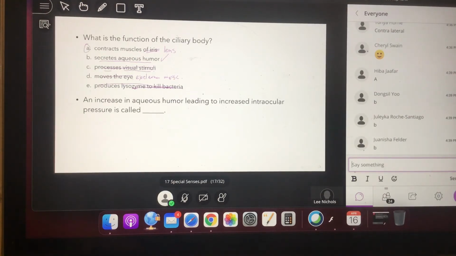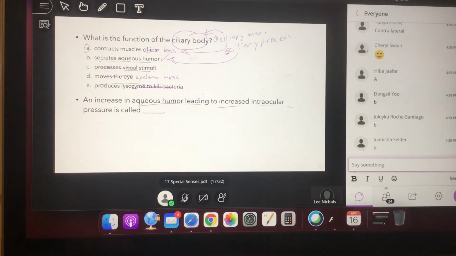So this first one's a little tricky. The muscles of the iris are controlled independently. They're controlled by the oculomotor nerve, but they aren't controlled by the ciliary body. The ciliary body has two parts. It has ciliary muscles that change the shape of the lens, and it has ciliary processes that stick out that secrete aqueous humor. Collectively, these two parts are the two main parts of what's called the ciliary body. So that was phrased in a kind of confusing way.